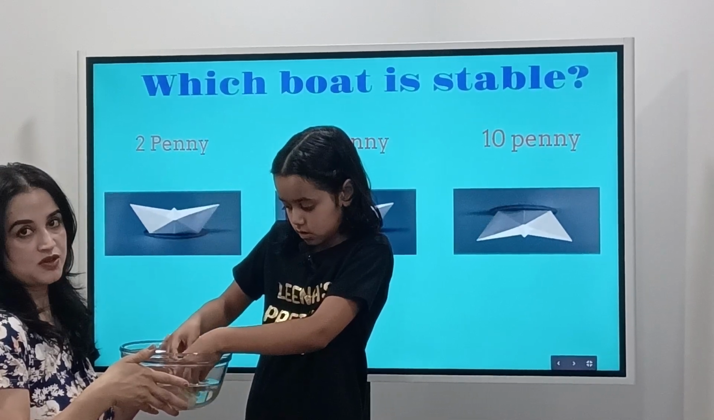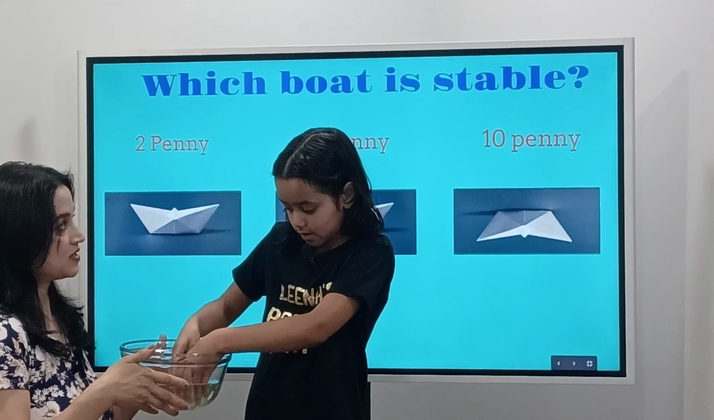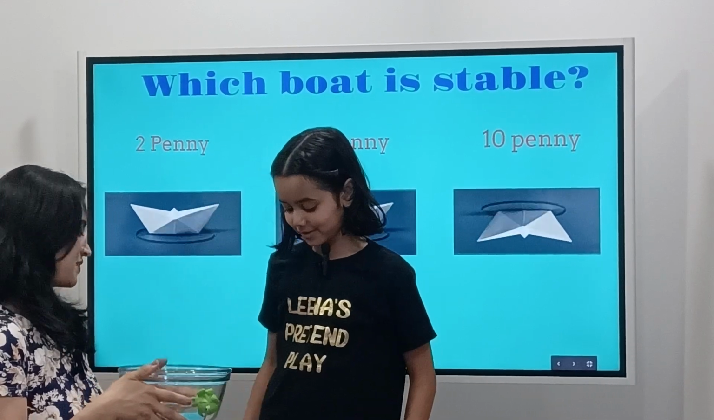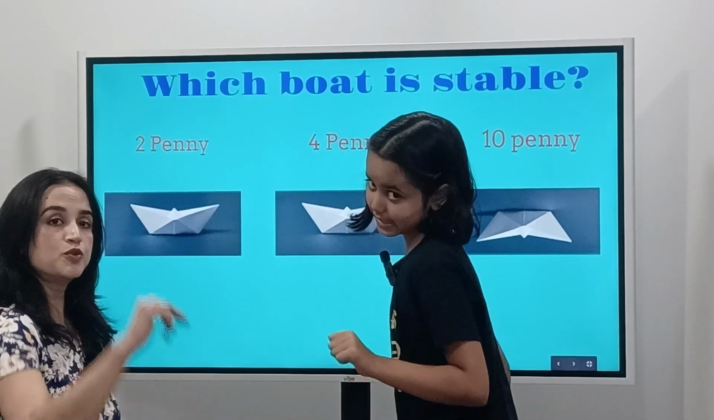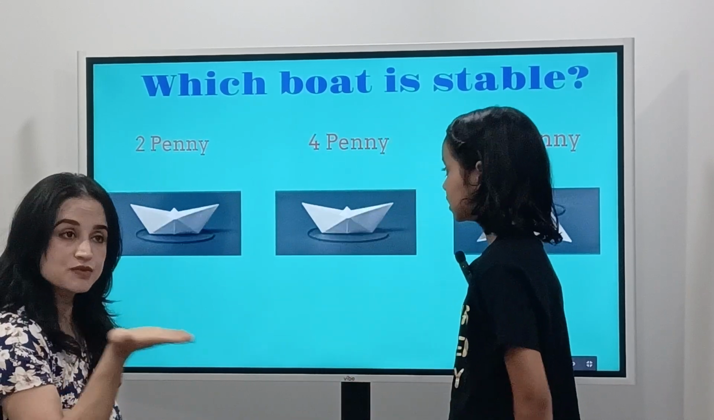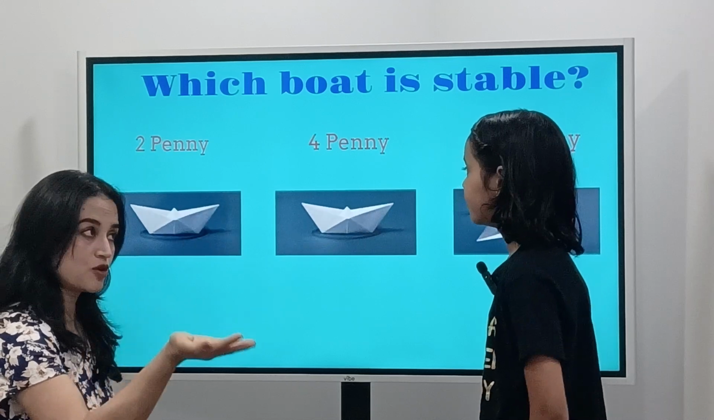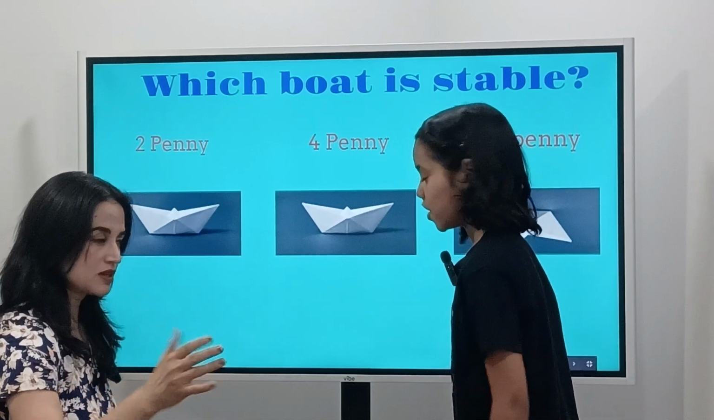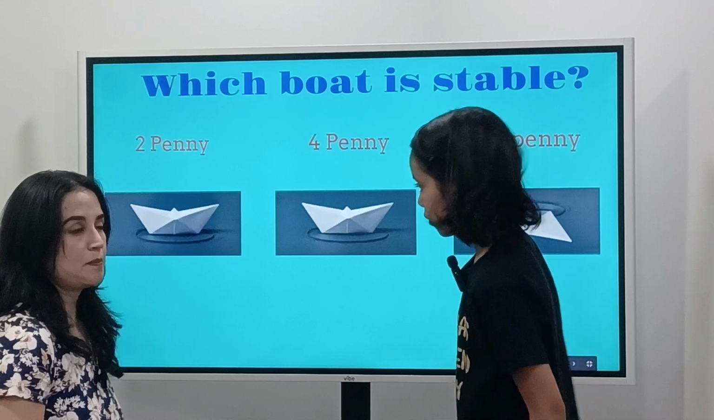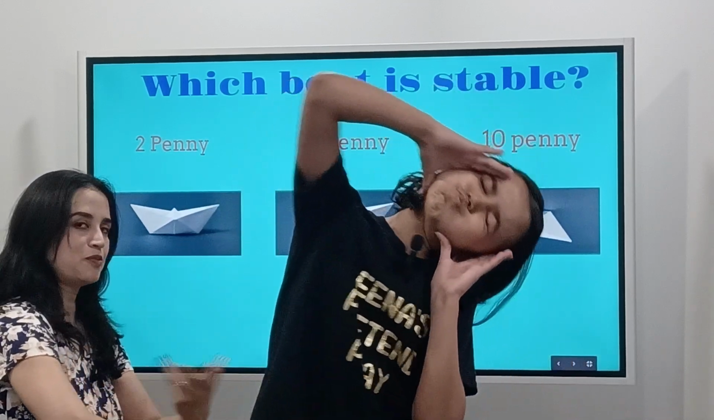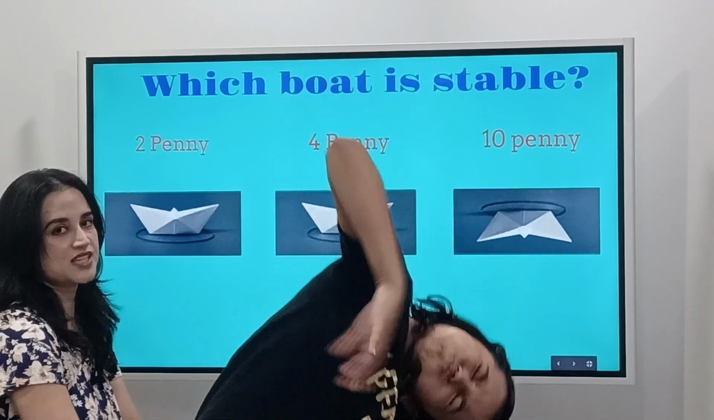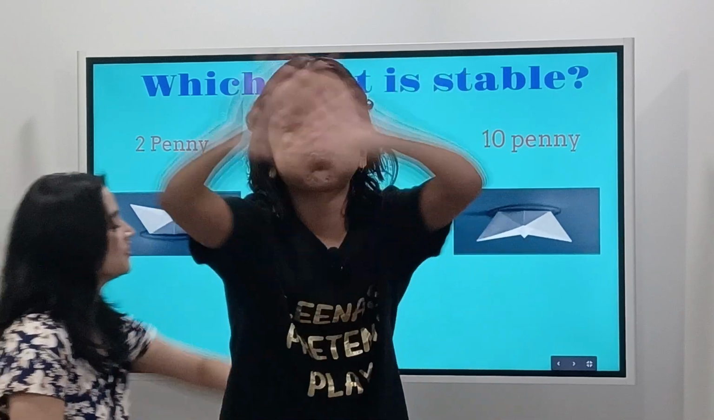We don't know how long. Let's see how many points will make it. Oh, both of them just fell off. Anyway, I do think that experiment was meant to sink. So if you put 2 pennies, it will still float. But if you put 4 pennies, it might not float, because we used a frog. But if you put 10 pennies, it will flip over.